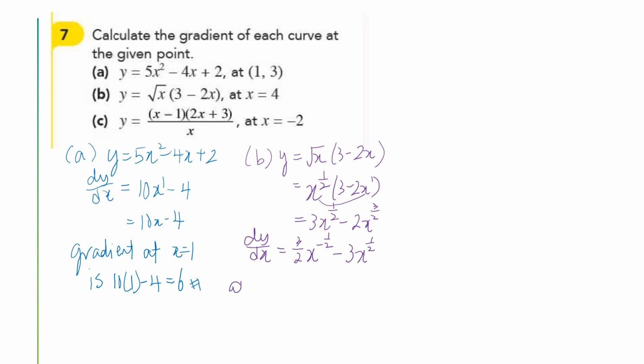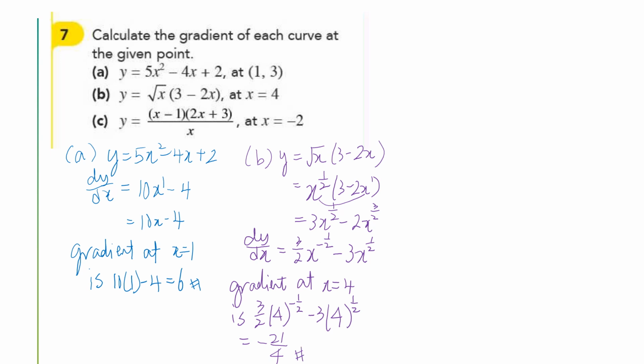Alright, so we're going to substitute x equal to 4. So gradient, and you can just easily use a calculator to help you evaluate the answer. Right, so that gives you negative 21 over 4. Alright, let's move on to part C.